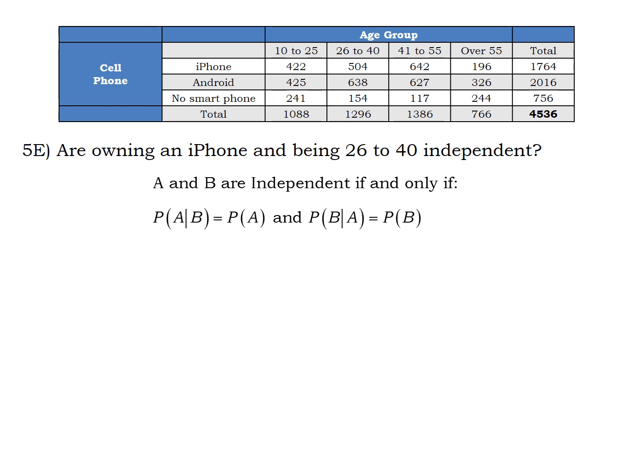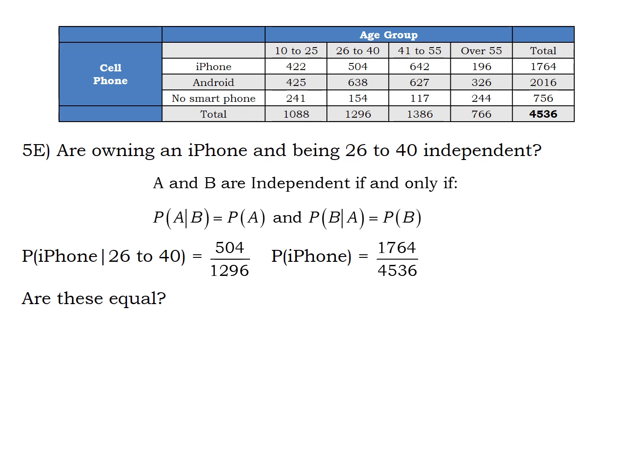So remember, two events A and B are independent if and only if the conditional probabilities, the probability of A given B, is equal to the probability of A, and similarly, the probability of B given A is equal to the probability of B. Okay? So these are the four probabilities we just calculated a second ago. So let's take a look at it.